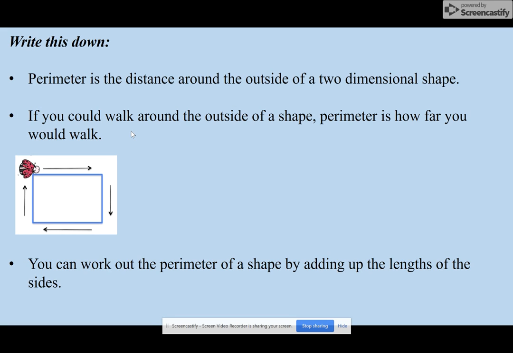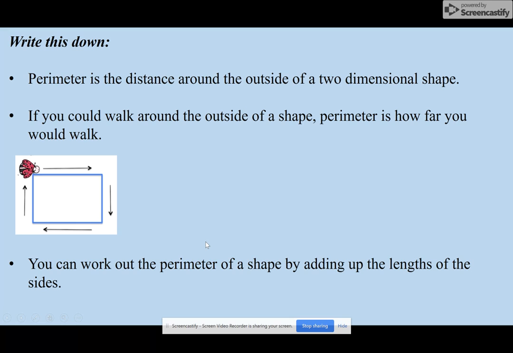All right, so perimeter is the distance around the outside of a two-dimensional shape. And the way I like to think about it is that if you could walk around the outside of a shape, perimeter is how far you would walk. Or, if it was a small shape, if you could trace your finger around the outside of it or whatever you might imagine. Our picture here has a little bug walking around the outside.